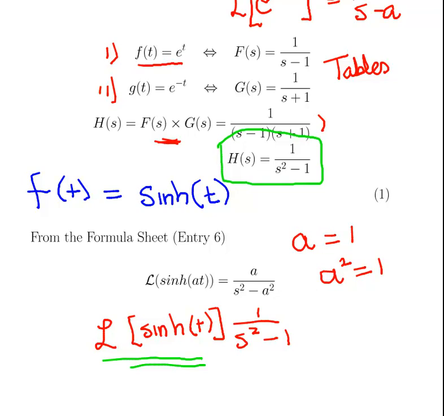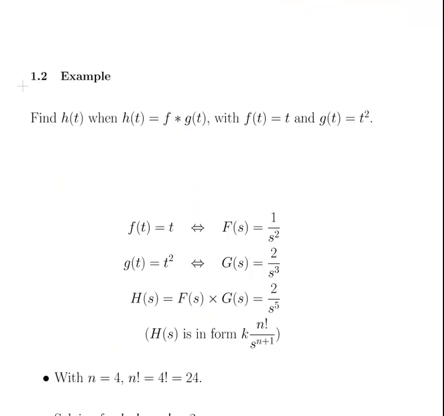Let's go look at the second one here. I have a second example, it's the same structure as this question. In this question, f of t is t and g of t is t squared. So we have f of t and f of s. The Laplace transform of that is 1 over s squared. This is again from the tables that I'm using for these two examples. G of s is, if g of t is t squared, g of s is 2 over s cubed.